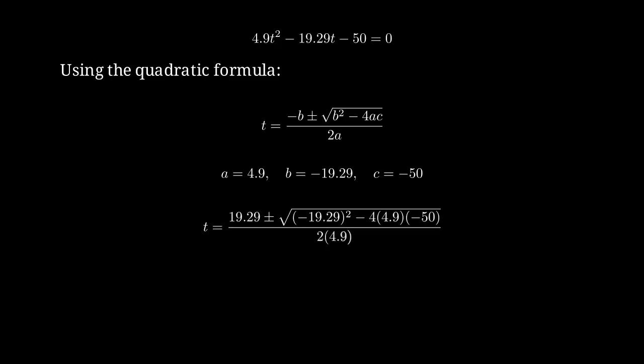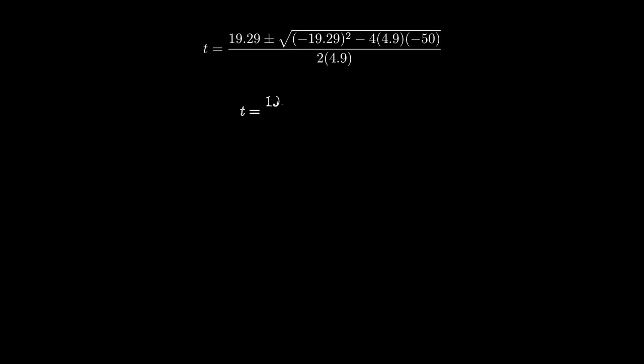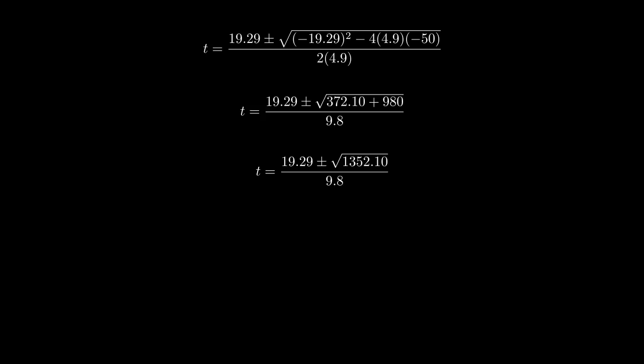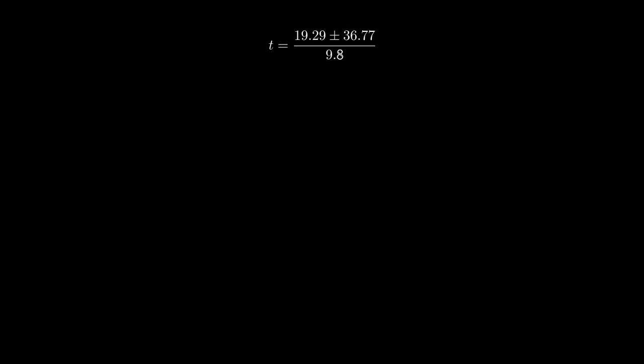Substituting into the formula. Calculating. 19.29 plus or minus the square root of 372.10 plus 980, all over 9.8. That's 19.29 plus or minus the square root of 1352.10 over 9.8. The square root of 1352.10 is 36.77. Taking the positive solution, t equals 56.06 over 9.8, which equals 5.72 seconds.